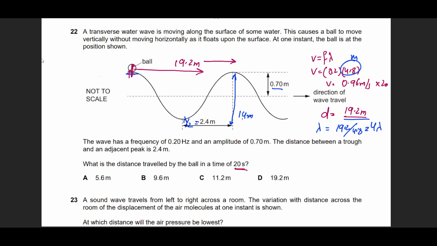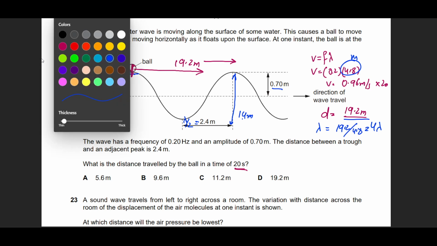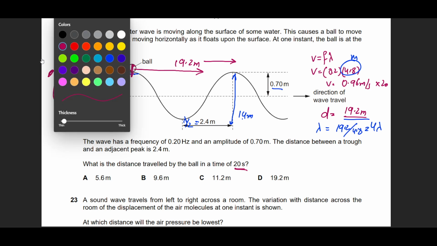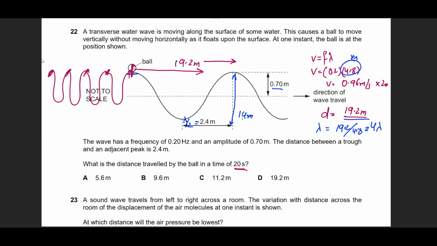So 19.2 divided by 4.8, you can check this, you'll get 4. So it means that there are going to be 4 wavelengths established after this happens. So let's make those 4 wavelengths: 1, 2, 3, and then 4. So how many times is it going to go up and down? When it goes through one wave, it has to go 1 and 2, 1 and 2, 1 and 2, 1 and 2. So then it comes back to the same position. Okay. So 2 times, 2 times, 2 times, and 2 times.